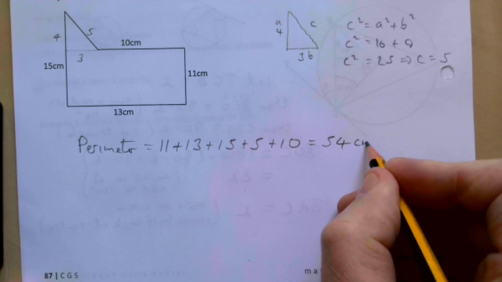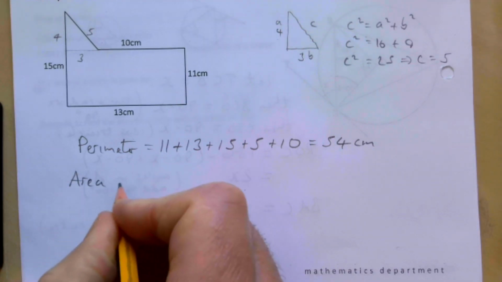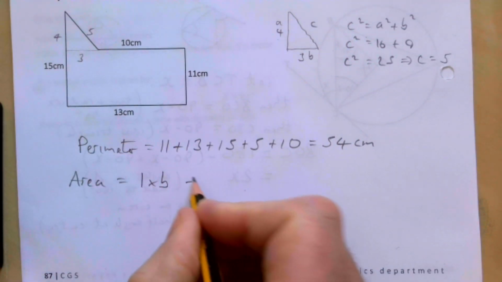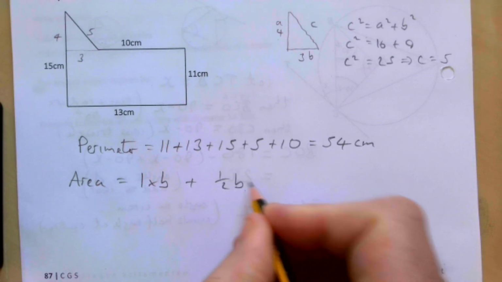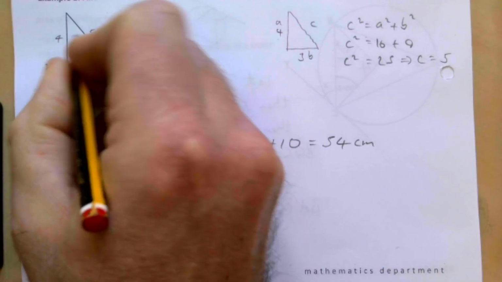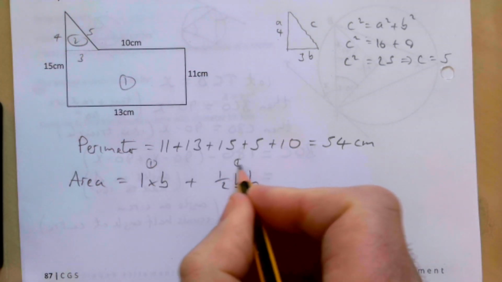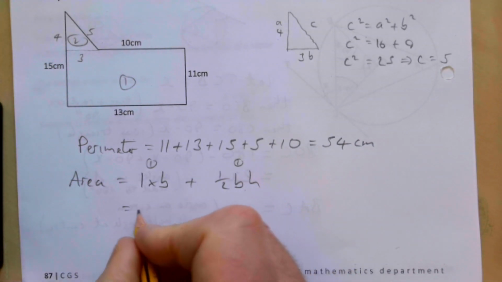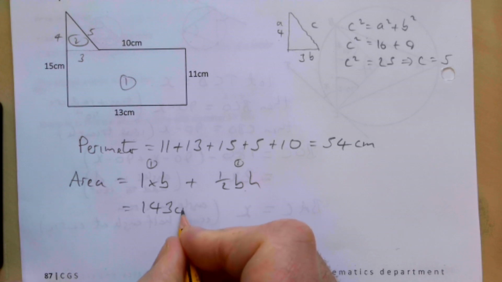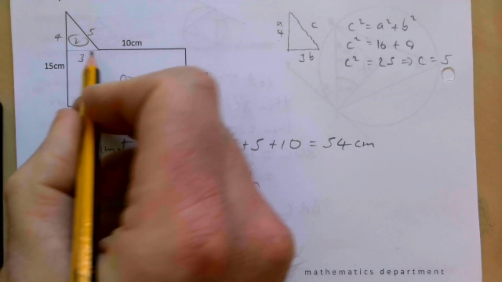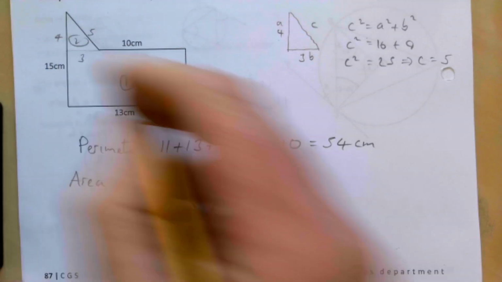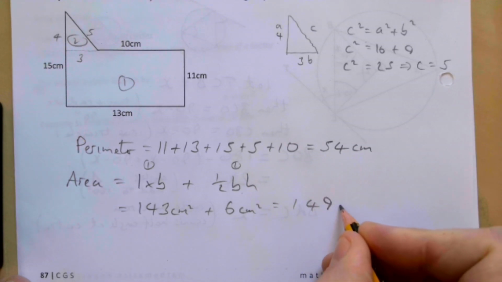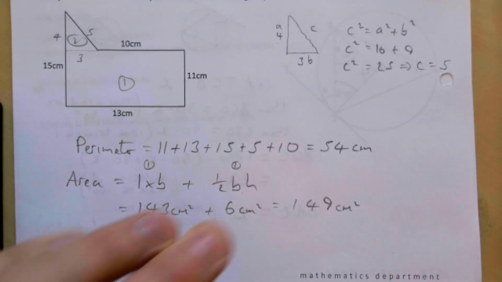I hope that's right. For our area, we're going to split it up into 2 shapes. We're going to do length times breadth plus a half the base times the height. For area 1 here and area 2. So that's 13 times 11, which gives us 143 centimeters squared. Then half the base times the height, so base times height is 12 divided by 2 is 6 centimeters squared, so we have 149 centimeters squared.